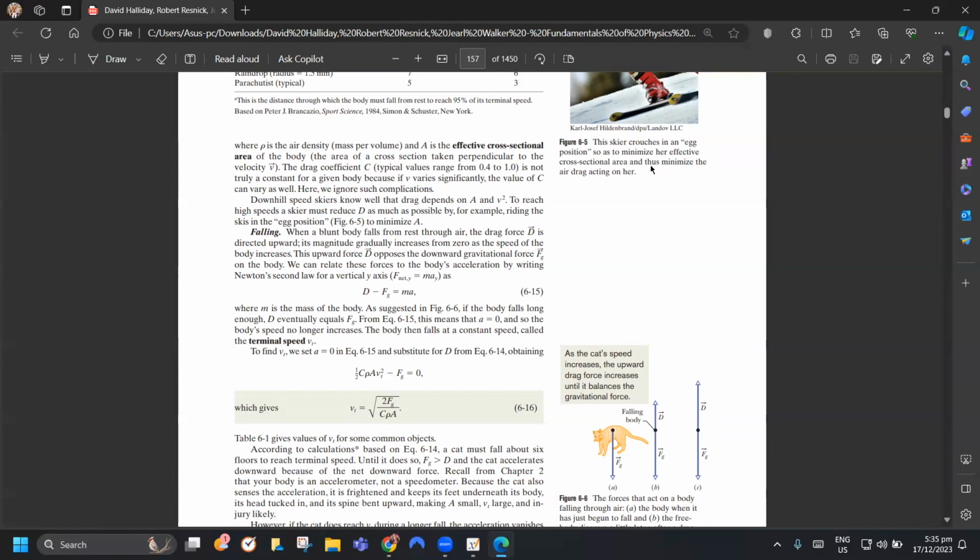And then, for 6-16, you don't actually have to remember that. What you need to remember is 6-14, which is drag force is one half C rho A V squared. Because if you need 6-16, you can always work it out. It's not hard to do.